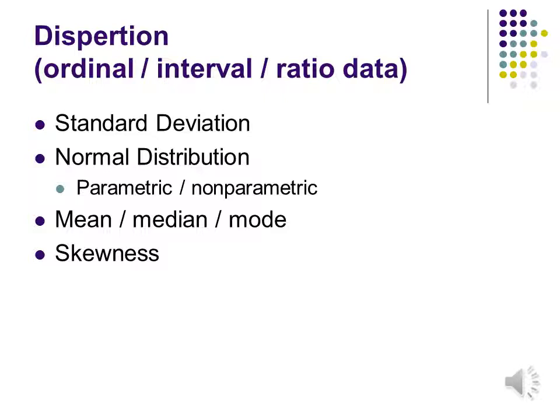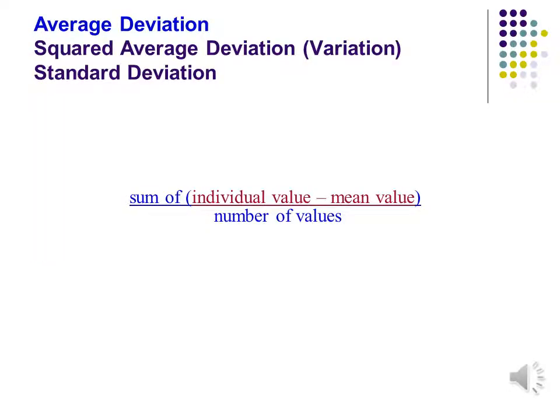Now we also talk about dispersion of the data, and there's different ways to measure that, and we'll go through some of those. This is a term that's used with ordinal, interval, and ratio data. And when we look at dispersion, we often talk about the standard deviation, which is a commonly used measure of the spread of the data. To understand that, I want to start by looking at the components, or how the standard deviation is calculated or made up. We can look at individual values and get a mean value.